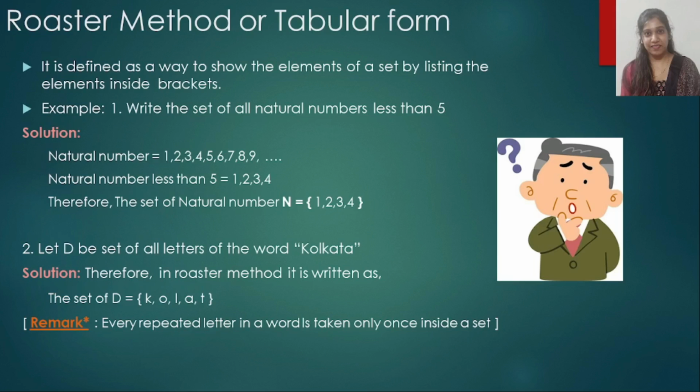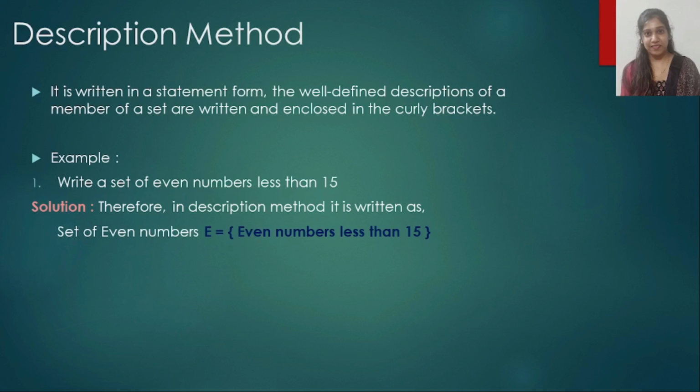Let us move towards the next type, the description method. The description method is the simplest method. I'm sorry, this is our second type, the description method. It is written in statement form. The well-defined description of the members of a set is written and enclosed in curly brackets. This is the simplest method of all. We will see this with the help of an example.